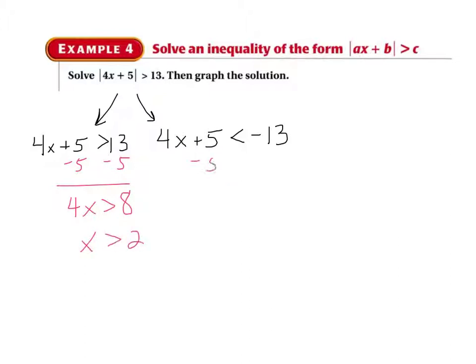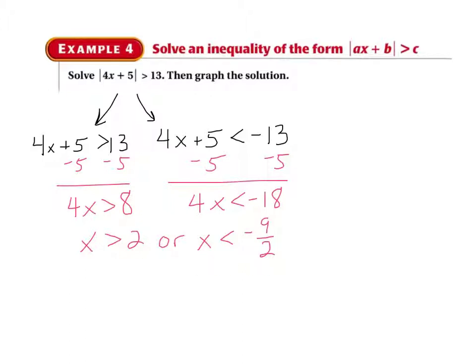Subtract 5 from each side of this one. End up with 4x is less than negative 18. And that one's not going to go evenly, so x is less than negative 9 halves. And this is an "or" situation. You either have some number that is greater than 2, or you have a number that is less than negative 9 halves.